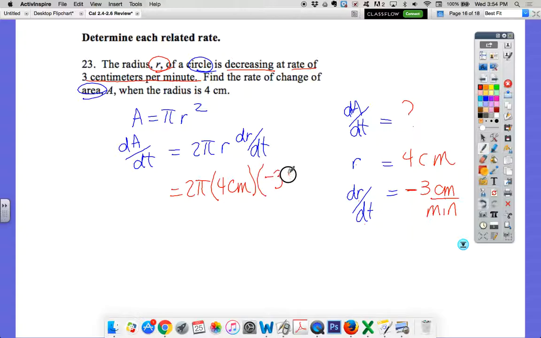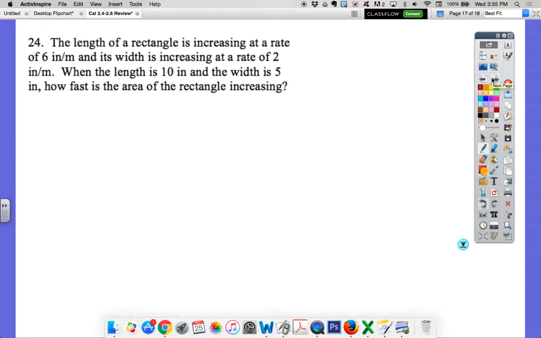The radius is decreasing at 3 centimeters per minute. So we have 2 times 4 times 3, so that's 8 times 3 is 24, and it's going to be negative 24 pi centimeters squared over minutes, which should make sense because this is how area is changing in comparison to time. So our unit should be area over time. So it should match. Okay, let's go to the next one and see what it's got.